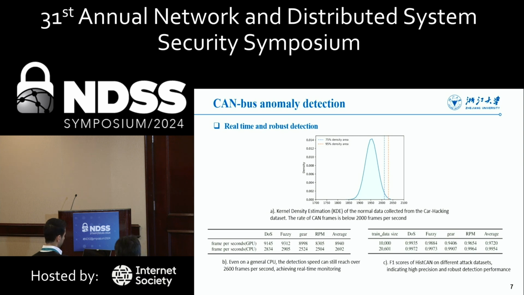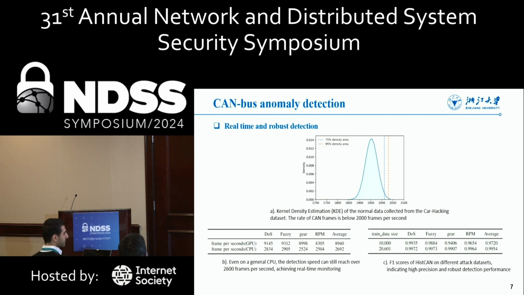We use the kernel density estimation method to process the car hacking dataset. The x-coordinate represents the number of frames per second, and the y-coordinate represents the density. It can be seen that the rate of CAN frames is below 2000 frames per second most of the time, as shown in the table at the bottom left.